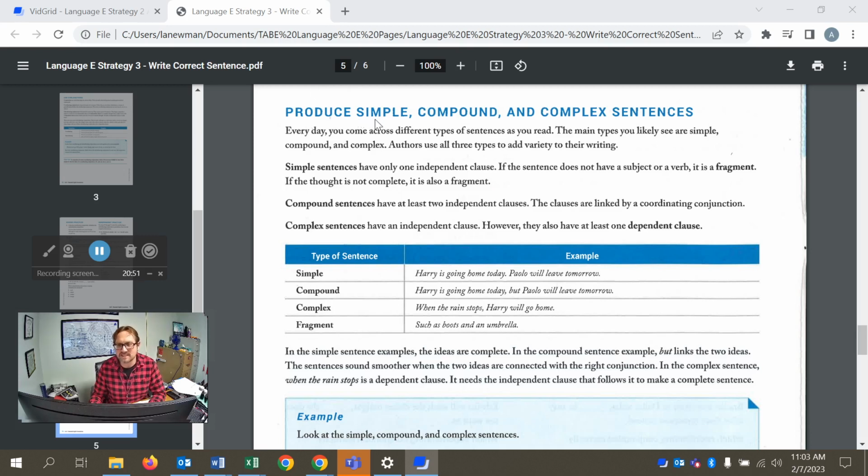So here we're producing simple, compound, and complex sentences. Don't worry if you don't know what they are yet, but you will soon. And kind of the main point of covering this topic is that when you're writing, it is a good idea to create variety in your sentences. You don't want them to sound all the same.